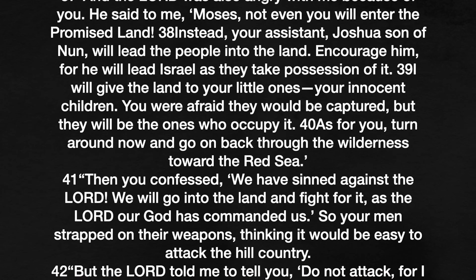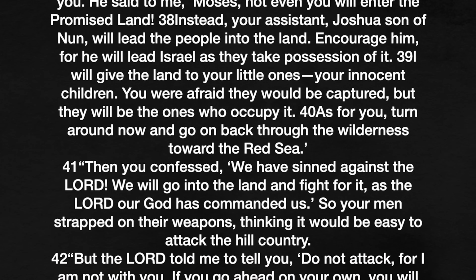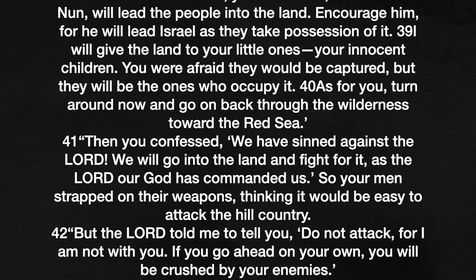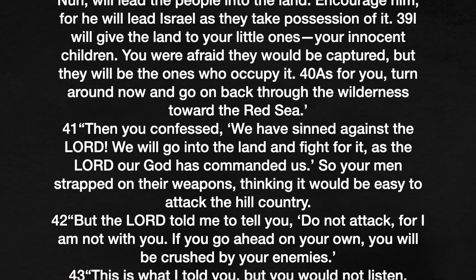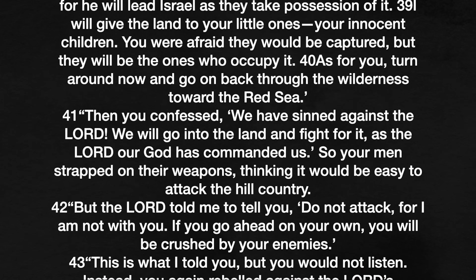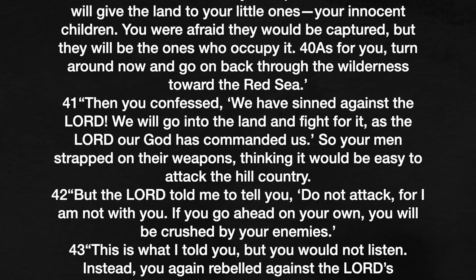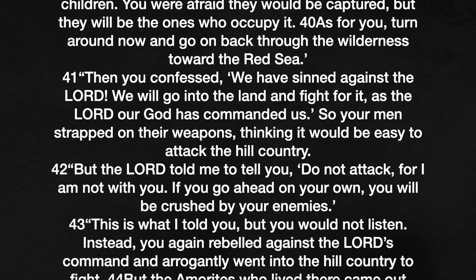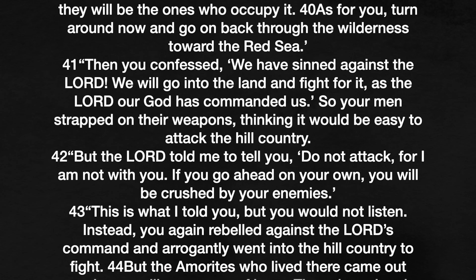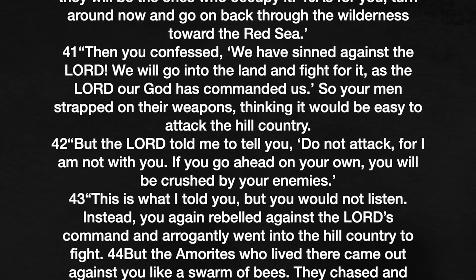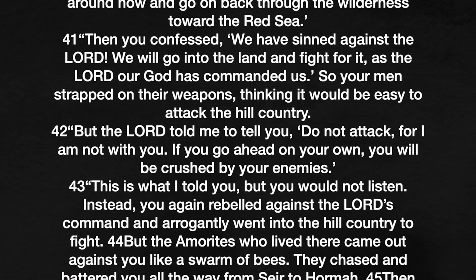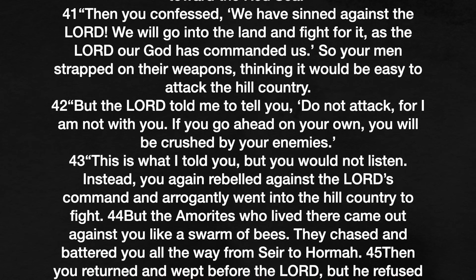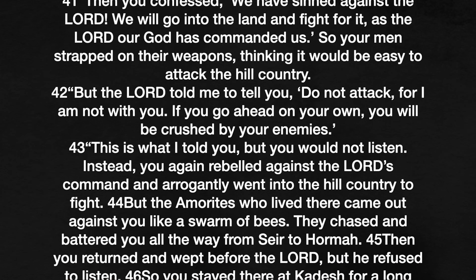For as you turn around and go back towards the wilderness, towards the Red Sea, then you confessed, 'We have sinned against you, Lord. We will go into the land and fight for it, as the Lord our God has commanded us.' So your men strapped on their weapons, thinking it would be easy to attack the hill country. But the Lord told me to tell you, 'Do not attack, for I am not with you. If you go ahead on your own, you will be crushed by your enemies.' This is what I told you, but you would not listen.